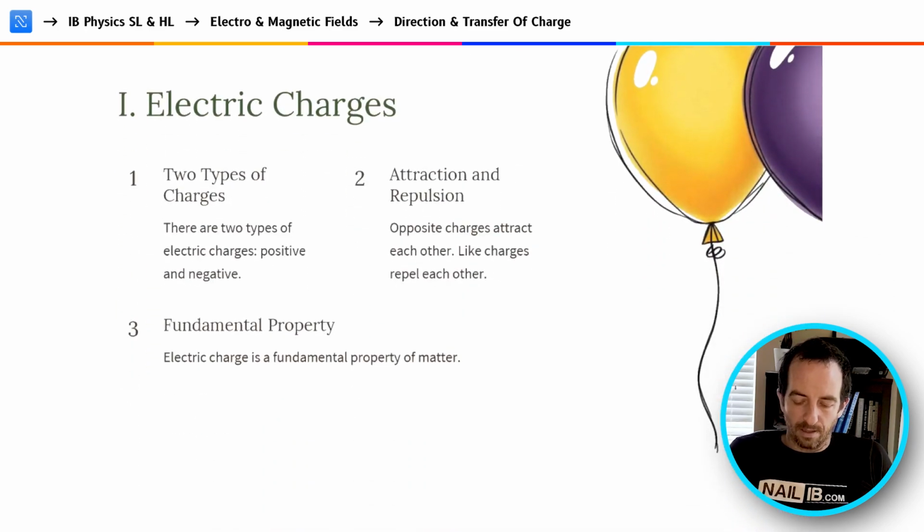Electric charge: we have two types, positive and negative. From previous knowledge, you may know that opposite charges attract. So an electron will be attracted to a proton, electron being negative, a proton being positive, and like charges repel. Electric charge is a fundamental property of matter.